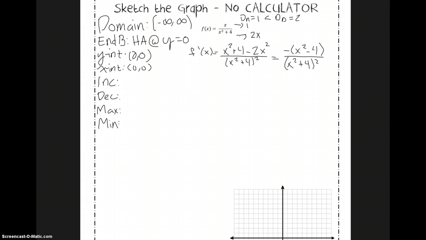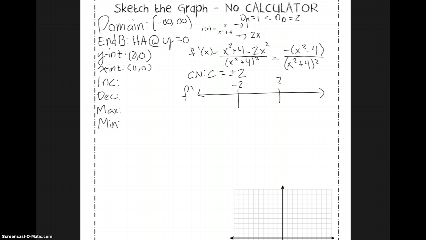So, well, to find my fence posts, I have to find my critical numbers. So is there anywhere this derivative does not exist? No, the denominator is x squared plus 4, it exists everywhere. Is there anywhere this derivative is equal to 0? Yes, that is at plus and minus 2, setting the numerator equal to 0 and solving. So plus and minus 2 are my fence posts. So one at negative 2, one at positive 2.